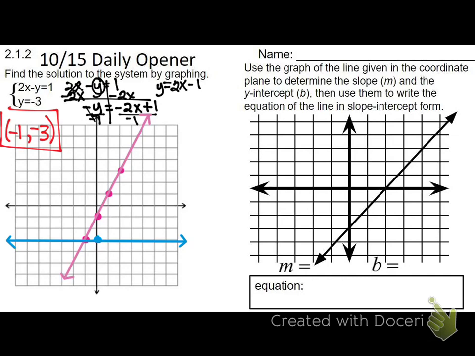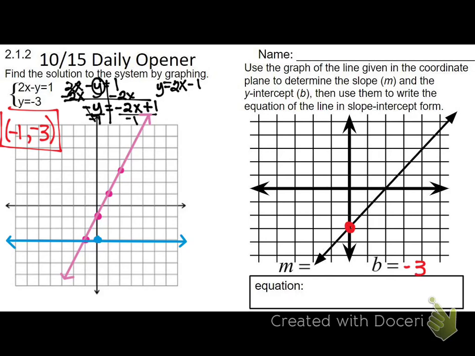Okay, so the next part says, use the graph of the line given in the coordinate plane to determine the slope and the y-intercept. Then we're going to use them to write the equation of the line in slope-intercept form. So the first thing I'm going to do is find my y-intercept. Where's my y-intercept? Negative 3. Okay, so my y-intercept is negative 3.